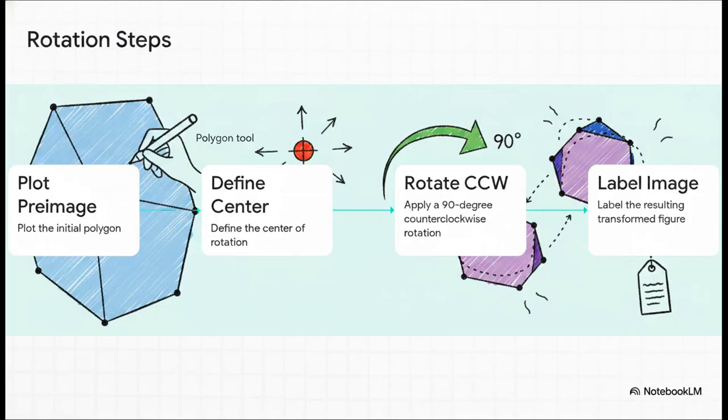So, how do we actually do this? These 4 sequential steps form the core of modeling our perfect defensible solution. First up, you use your polygon tool to plot the initial shape. Second, plot a distinct point to serve as your center of rotation. Third, apply the software's rotation tool, making sure to specify 90 degrees counterclockwise. And fourth, carefully label that resulting figure.